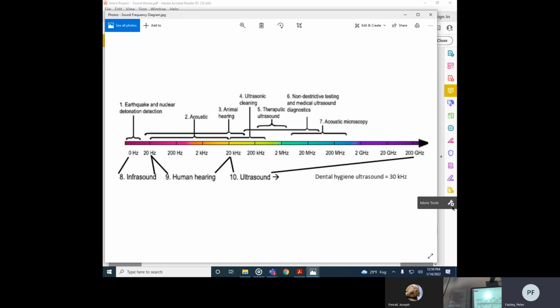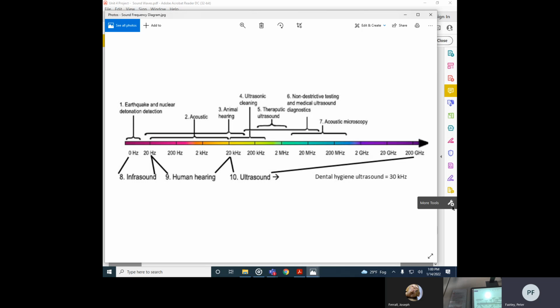Okay? Can we hear that entire range from 0 to 20 billion? No, we cannot. What is the range of human hearing? Well, look down here on number 9. Yeah, 20 is the lowest we can hear, and 20,000, 20 kilohertz, is the highest. And notice this one up here, number 2, that says acoustic. That's what that means. If it's acoustic, it's within the realm of human hearing. Does that make sense?